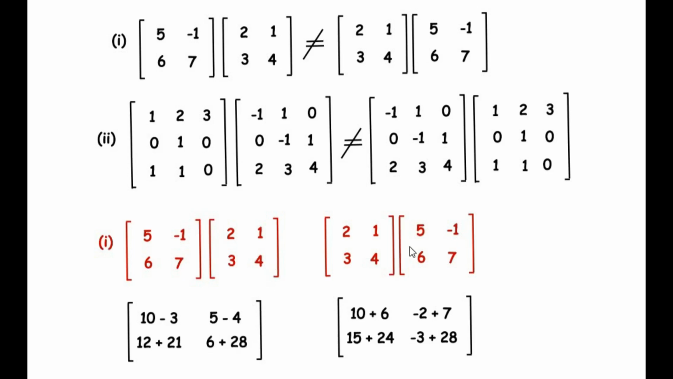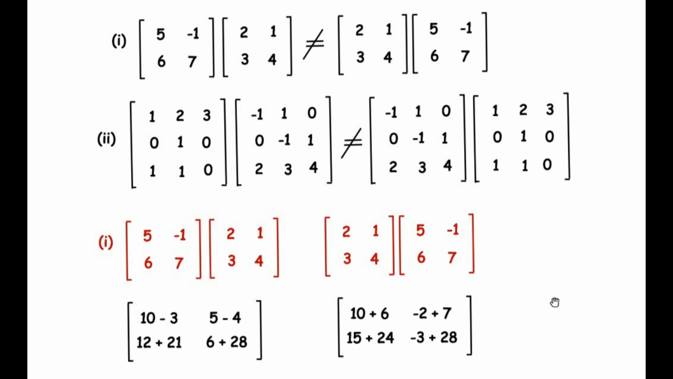Now on the right hand side we have 2 times 5 is 10, plus 1 times 6 is 6. 2 times minus 1 is minus 2, plus 1 times 7 is 7. 3 times 5 is 15, plus 4 times 6 is 24. 3 times minus 1 is minus 3, plus 4 times 7 is 28.